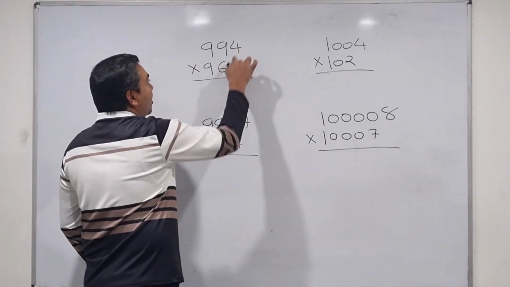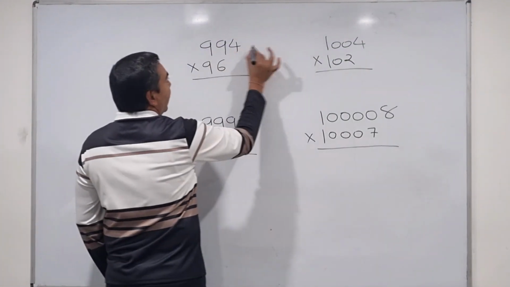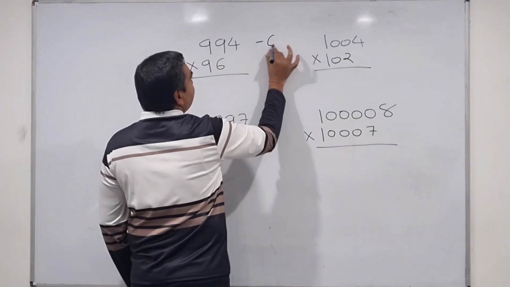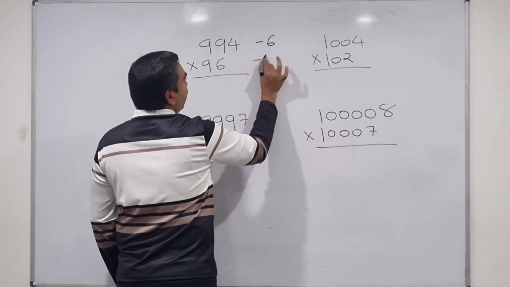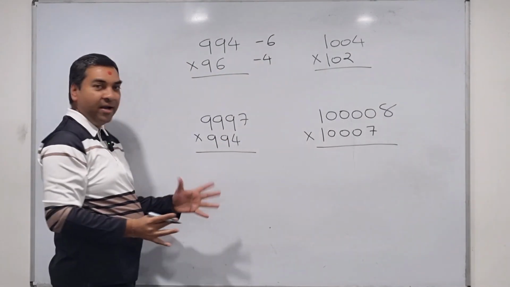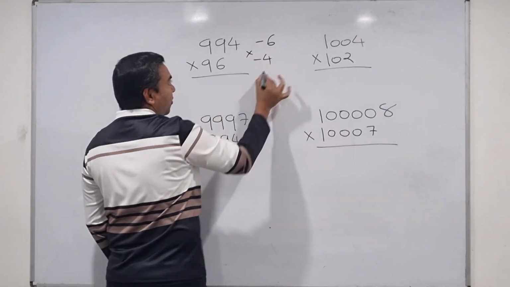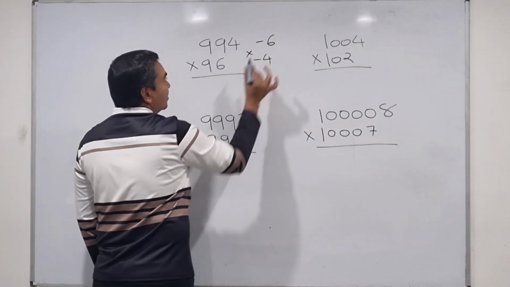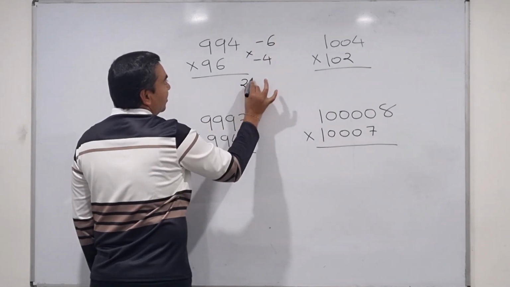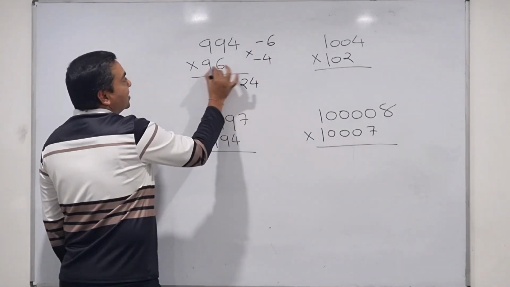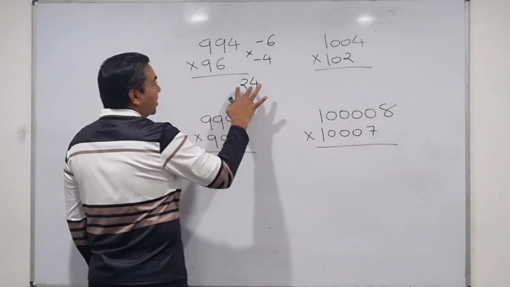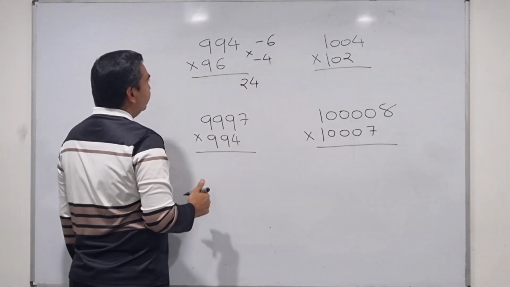My first base is 1000, this is 100, and this is -6, and this is -4. That is nice and cool, yeah? My first step is I'm going to multiply them. So -6 times -4 is positive 24. My smaller base is 100, so I need 2 digits, I have it.